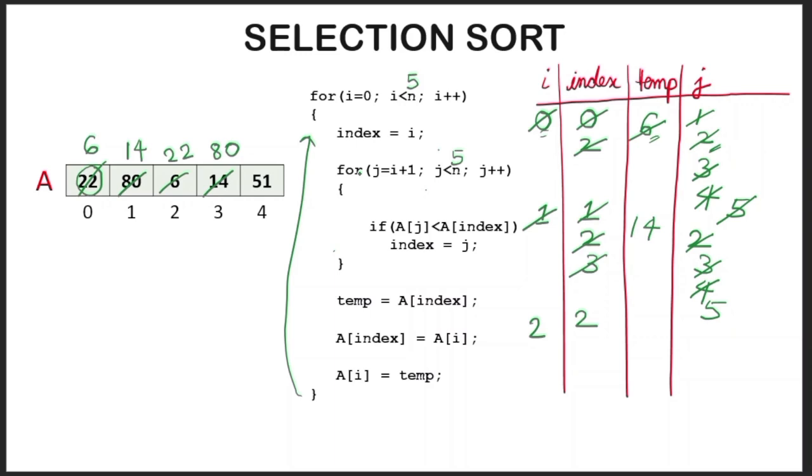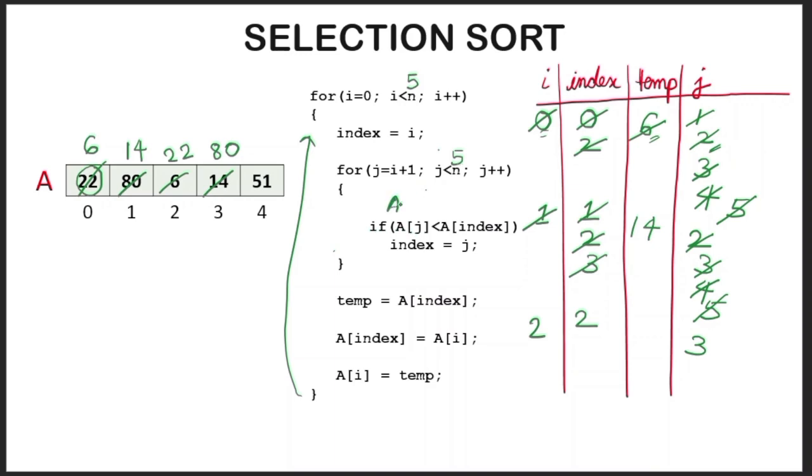Now we go for the inner for loop. j is equal to i plus 1. So i is 2, 2 plus 1, that is 3. So 3 is less than 5. Is the condition true? Yes. So we enter the inner for loop.